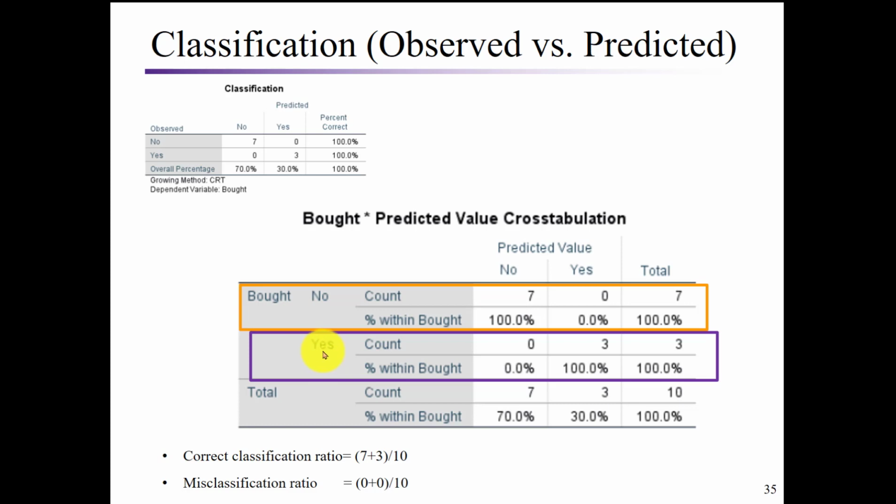How about bought? Yes. There are 3 customers who bought Greek yogurt, and based on our classification, the predicted outcome is all of them will be yes. That means they will buy. So actual bought and predicted bought, 100%. So the correction rate is also 100%. Therefore, based on these numbers, we can calculate the correct classification ratio and misclassification ratio.